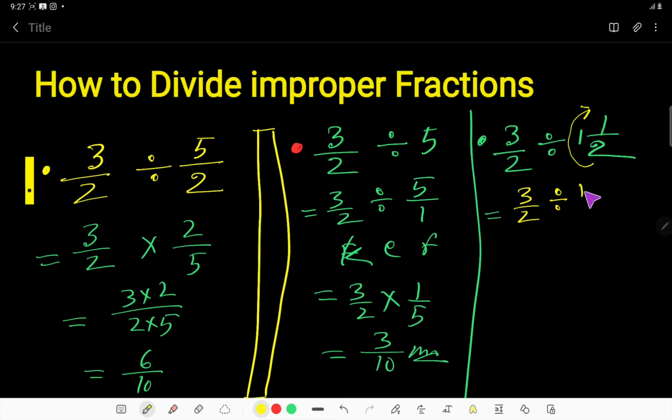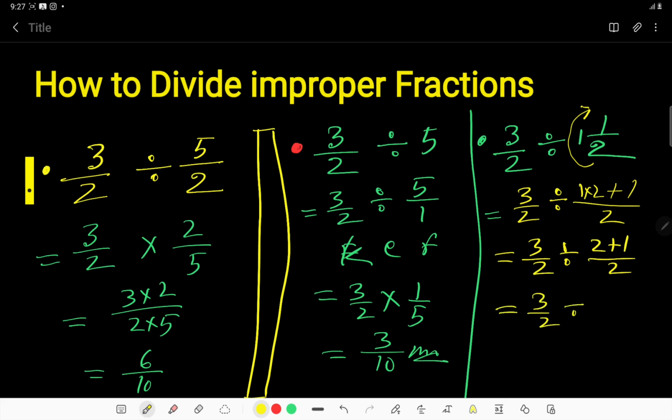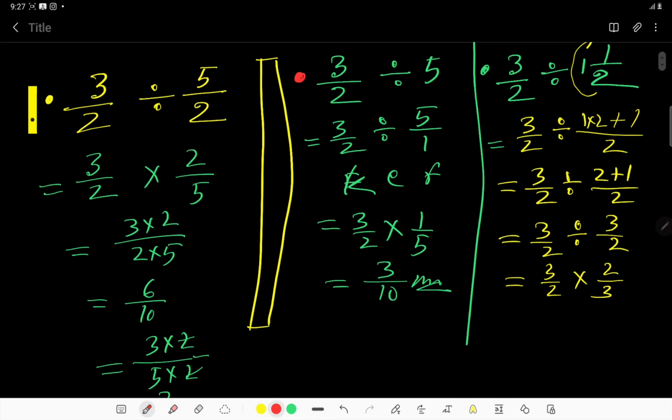So whole number times denominator plus numerator, divided by 2. So 3/2 divided by, 2 plus 1 divided by 2, 3/2 division sign 3/2. So keep, change and flip method. So keep, change and flip 2/3. So cancel, now cancel 2, 2, 3, 3.